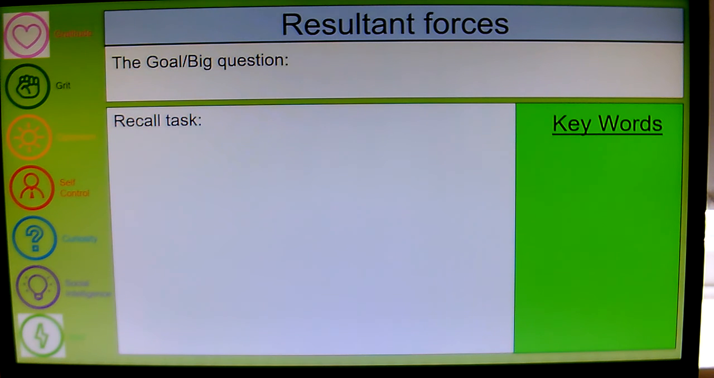Right, hello Year 7. I'm going to talk you through how to work out resultant forces, looking at the balanced and unbalanced forces that we did yesterday. So just moving on from what we did then. First of all, the answers to the quiz questions that you did.